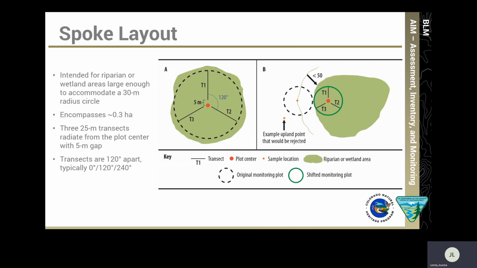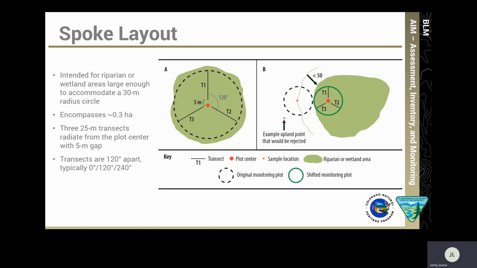I will now walk through each of the 4 plot layout options. First is the spoke layout, which is intended for riparian and wetland areas large enough to accommodate a 30-meter radius circle, or 60 meters across. The spoke layout encompasses roughly 0.3 hectares or 3,000 meters squared.